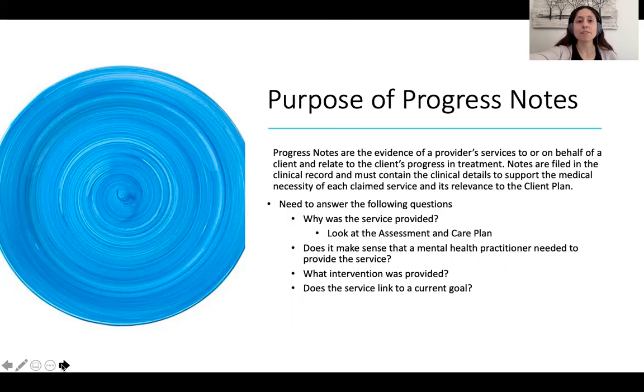Okay, so the purpose of progress notes. Although they are often considered the bane of a therapist's existence, progress notes are an extremely important piece of therapy. They serve many purposes and, when well written, serve to protect you as the therapist. At their core, progress notes provide evidence of your services to or on behalf of the client. They're basically showing what you're doing to help the client meet their goals and providing a record of the client's progress throughout therapy. Getting more specific, we can think about their purpose in a few different categories.